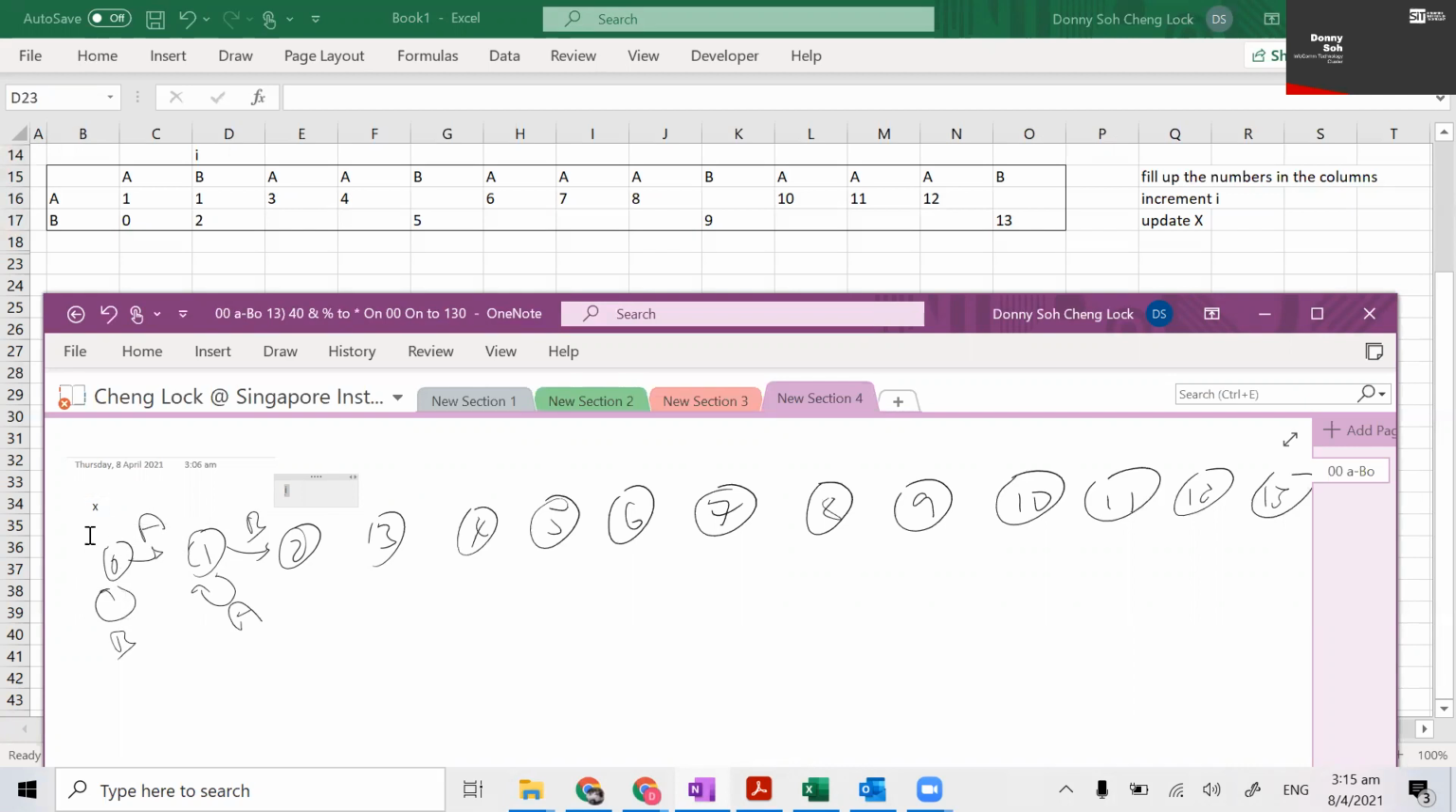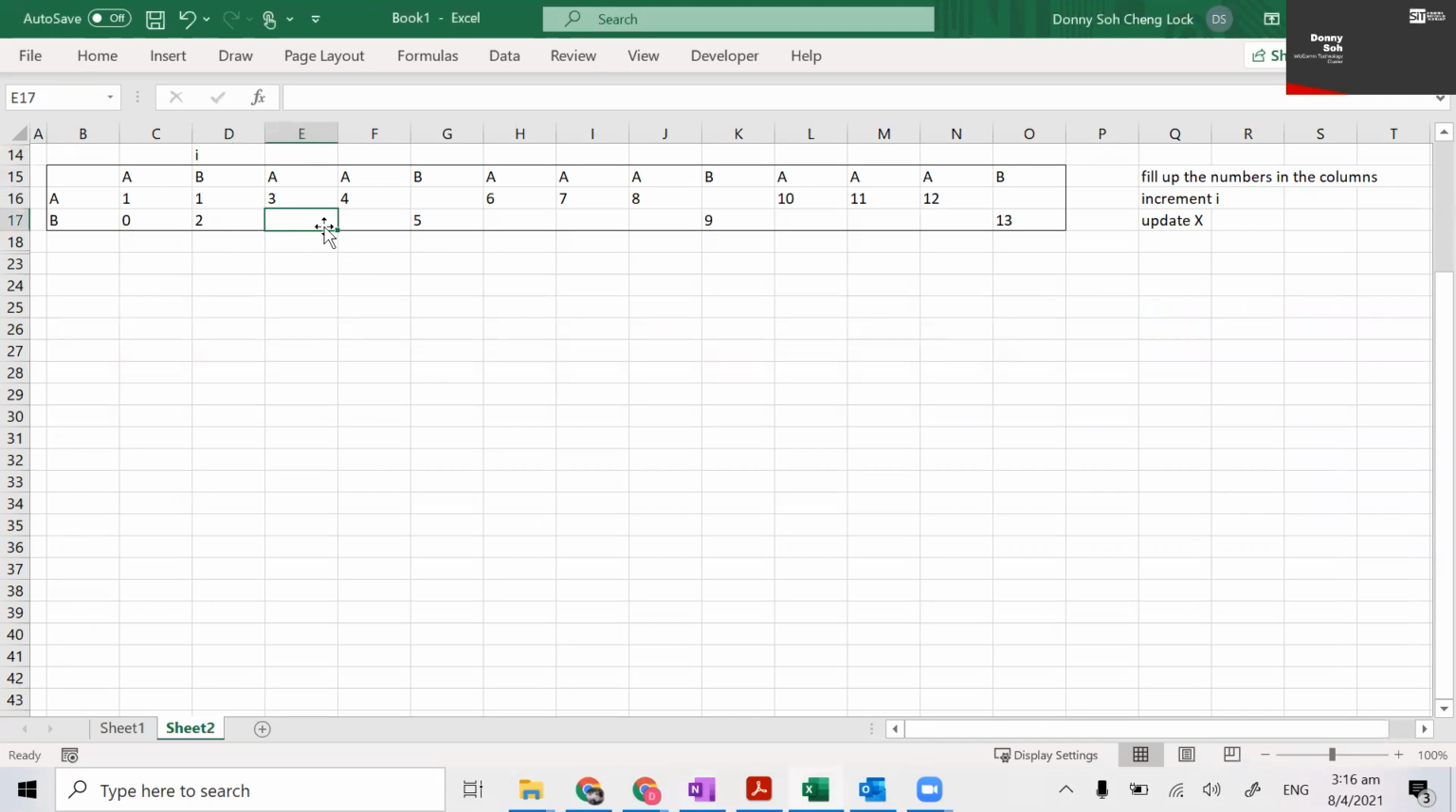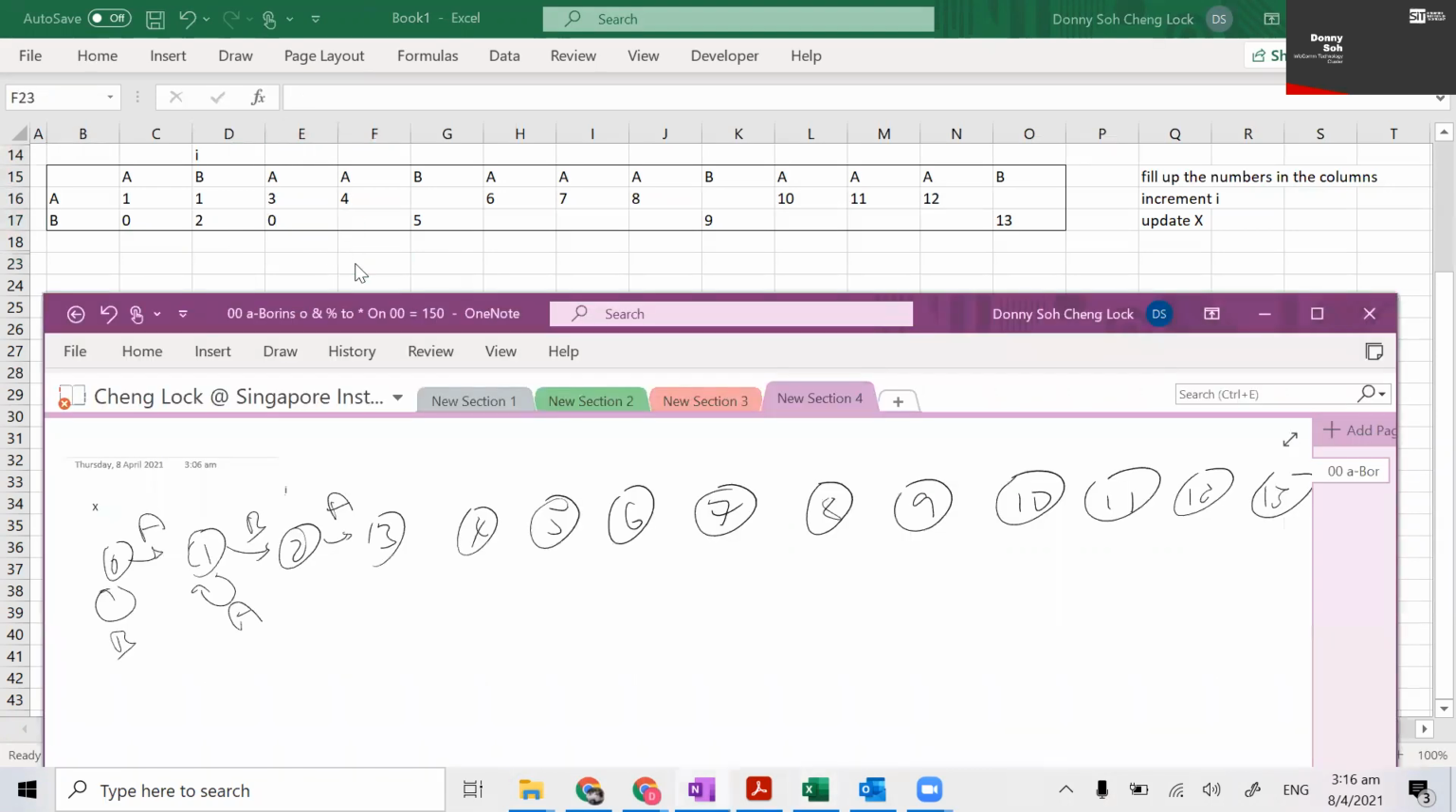So if X sees a B, it stays in state 0 again. So nothing is being done. It's fine. Next, from 2 to 3, this is A. And what will happen if state X sees a B? It will stay at state 0. So this will be at 0. So this will go back to 0.